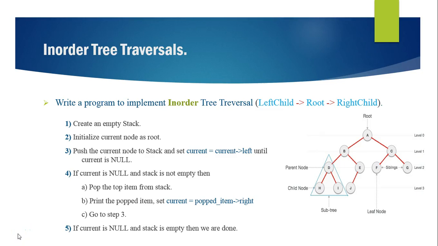Hi, and welcome to this new chapter where we will look into the in-order tree traversal and we will write a program to implement it. So, in in-order tree traversal, the way we traverse is we traverse the left child first, followed by the root node, then the right child.